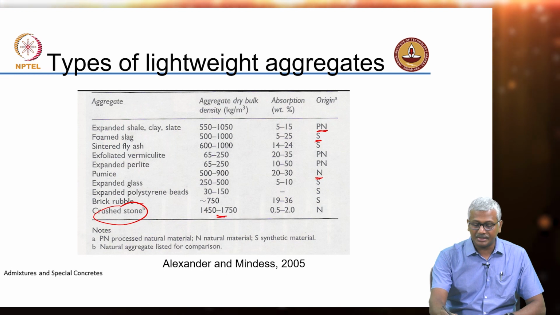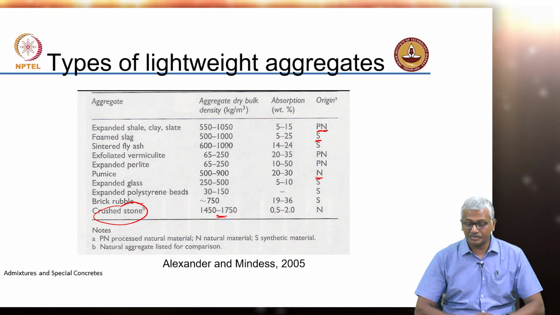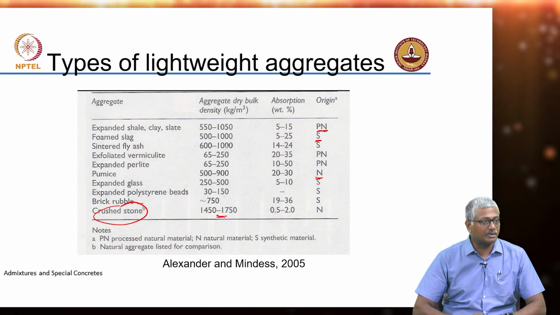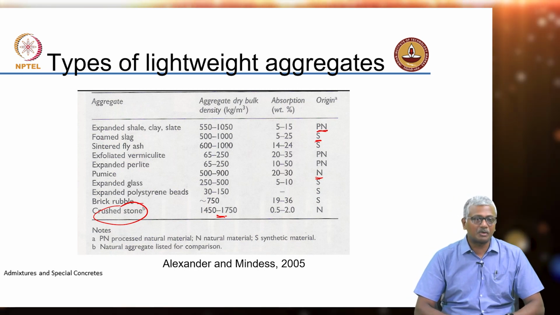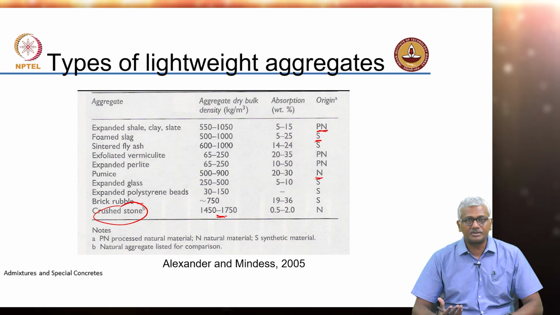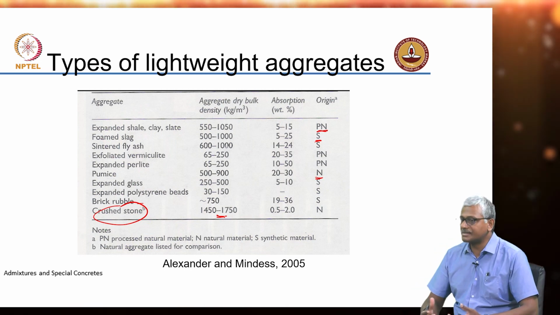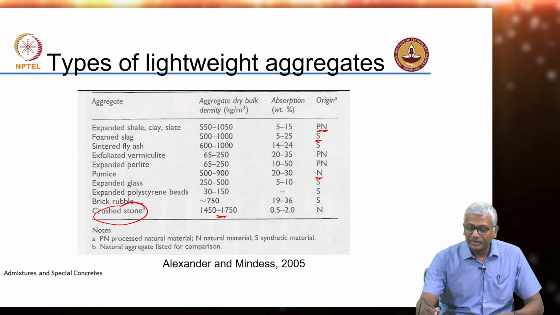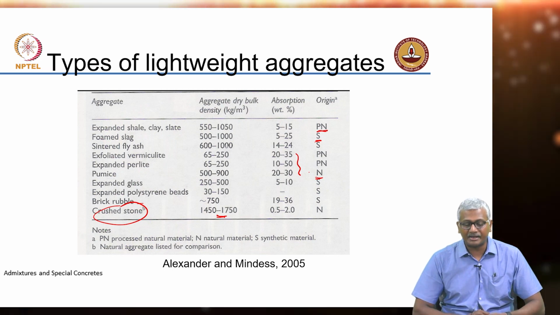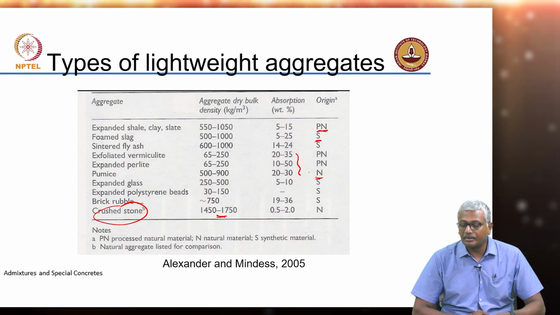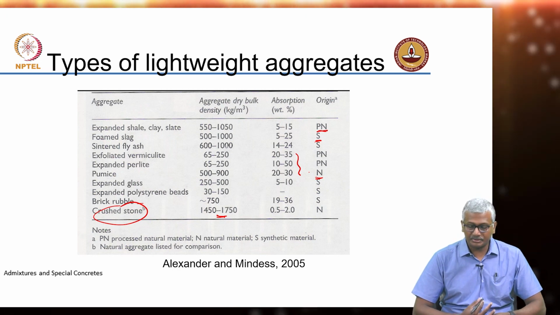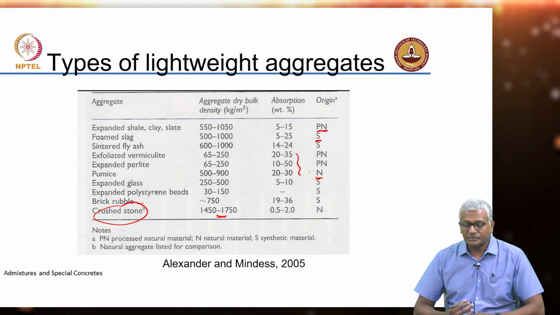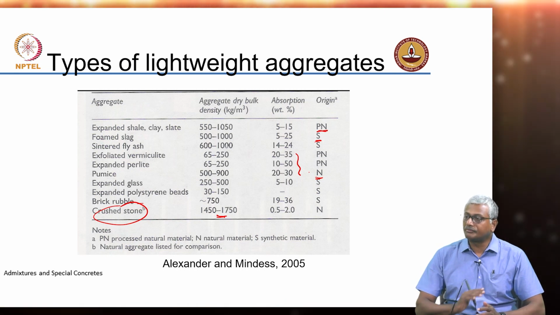This is the bulk density of the crushed stone, which is typically of the order of 1500 to 1600 kilogram per cubic meter, and absorption of crushed stone is usually less than 1%, right. Most granite, limestone will have an absorption of less than 1%, but as compared to that, you can see the extent of absorption of some of these aggregates. For instance, perlite, 10 to 50%, you can get up to 50% water absorption in the system. Okay. So, varying properties of these materials are there.